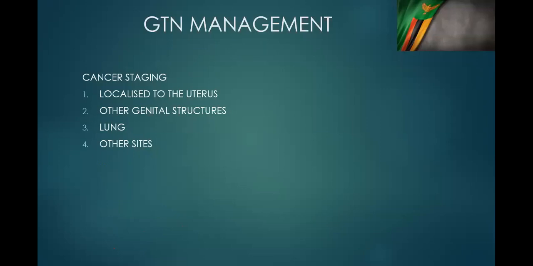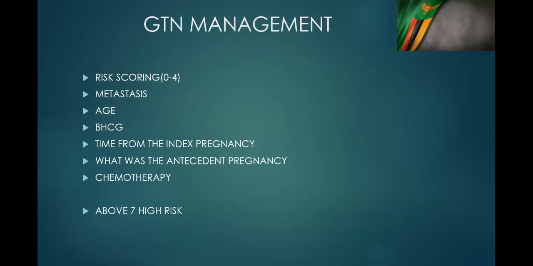Then if it's affecting the lungs, because the lungs are the easiest place this tumor metastasizes. Like we said, when you're evacuating it, some of those tissues go into the vascular system and they end up in the lungs. Then stage 4 is when they're in other places, the brain, the liver, the kidneys. That is stage 4.